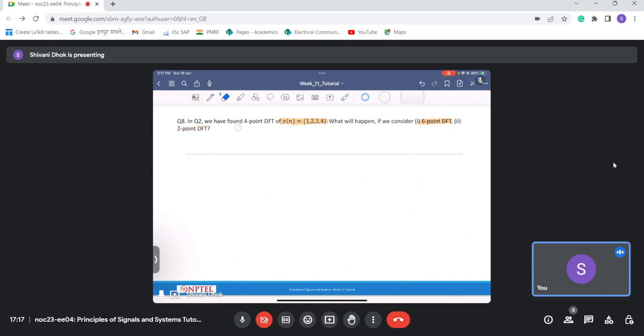Okay, so we'll first consider the 2-point DFT and then look at the other one. So let's start with the 2-point DFT first. We have this Xk formula, which is equal to the summation n equal to 0 to N minus 1 of xn into e power minus j 2 pi kn by N. So here N is equal to 2, and this factor e power minus j 2 pi kn by 2 reduces to minus 1 to the power kn.